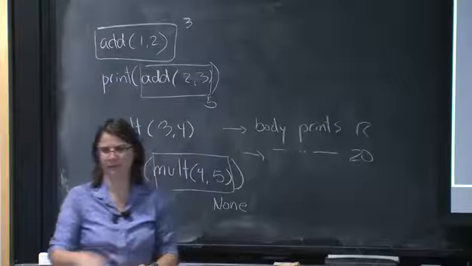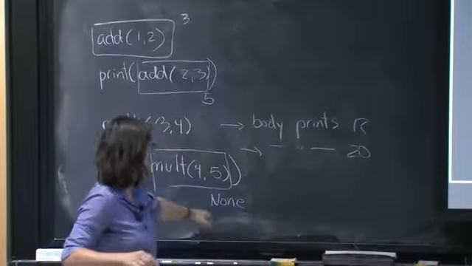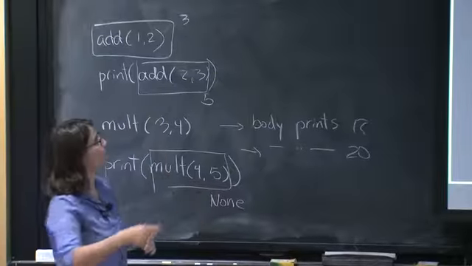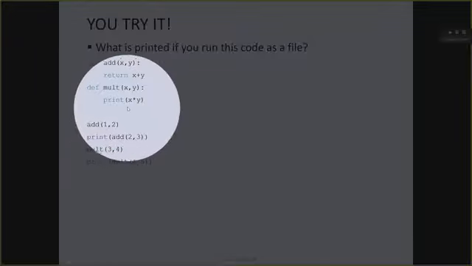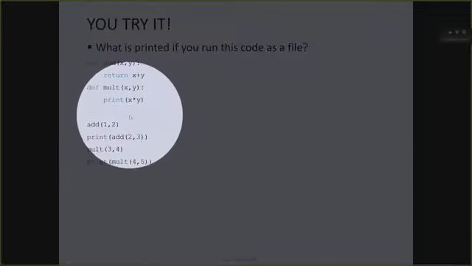Any questions about this example? Yes? Can you go over why it prints out none? This one here? Yeah, so the mult, check out what it's doing. It's doing a print statement, so that 20 gets printed out to the console. But what's the return value of mult?